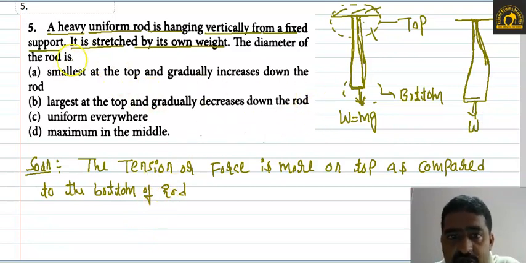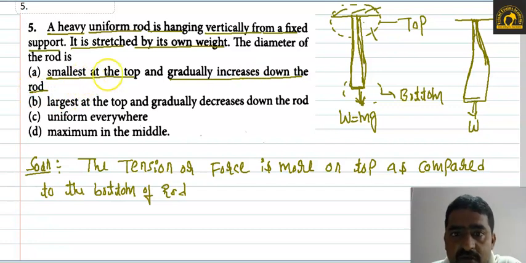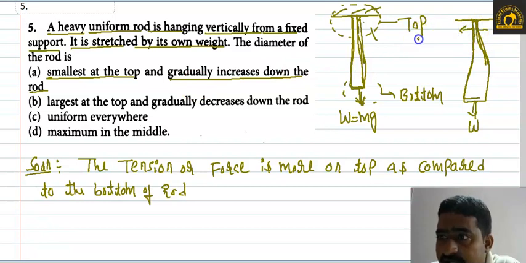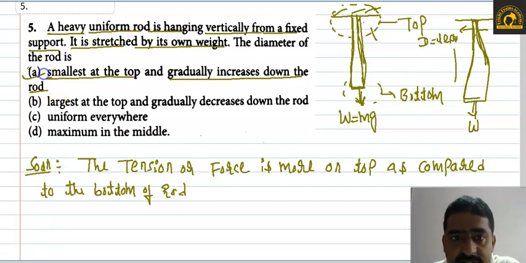So which is the answer? Smallest at the top, where the diameter means radius is less, gradually increasing down the rod. The diameter is less on the top and gradually increases. So this answer is right. Largest at the top, no. Uniform everywhere, no. Maximum at the middle, no. So that option is the right answer for this question.